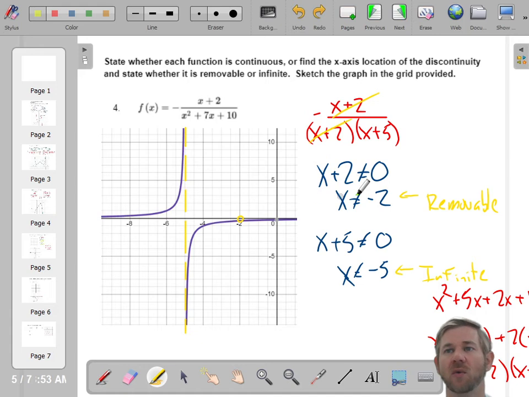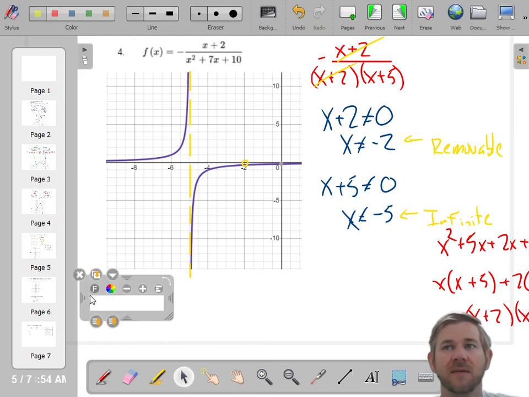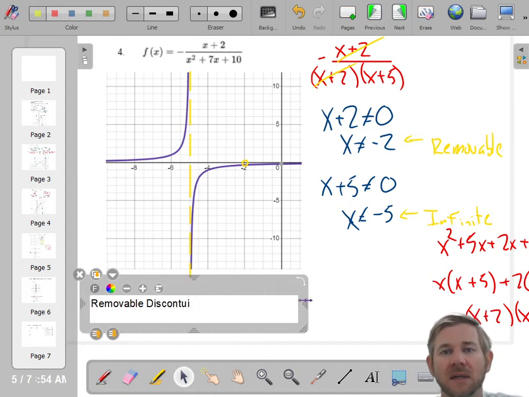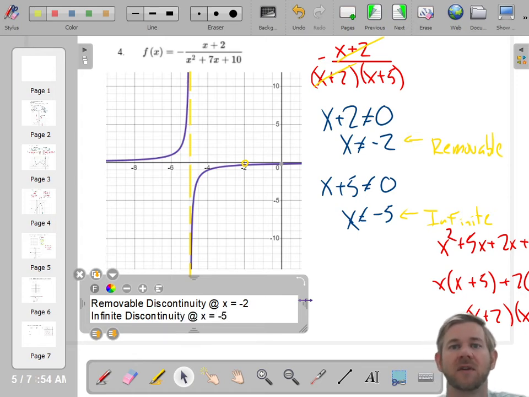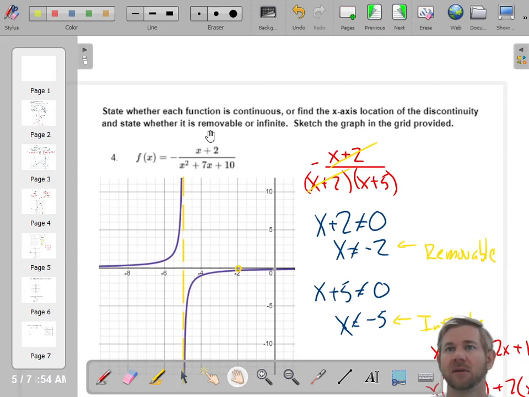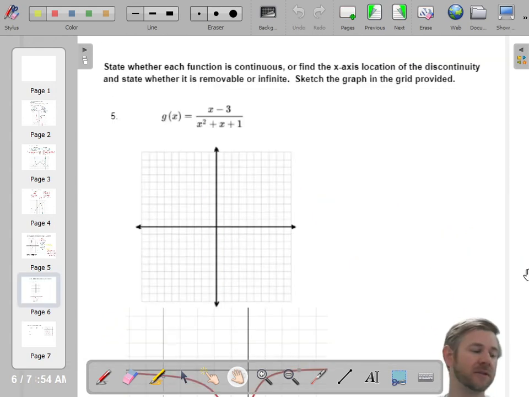Okay? So you have a removable discontinuity at x equals negative 2, and you should write that out because that's what I want you to do. You have a removable discontinuity at x equals negative 2, and you have an infinite discontinuity at x equals negative 5. If you don't know how to spell the word, it's up here somewhere. Okay. See one more of those.